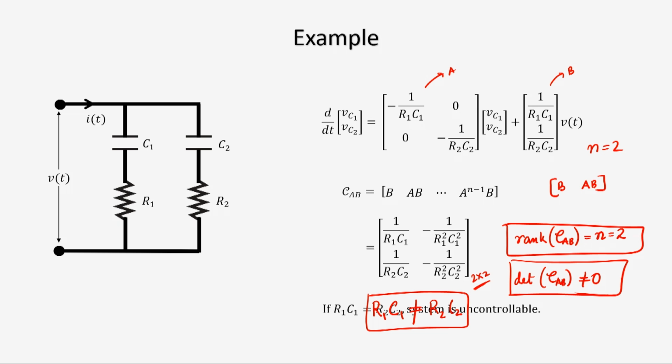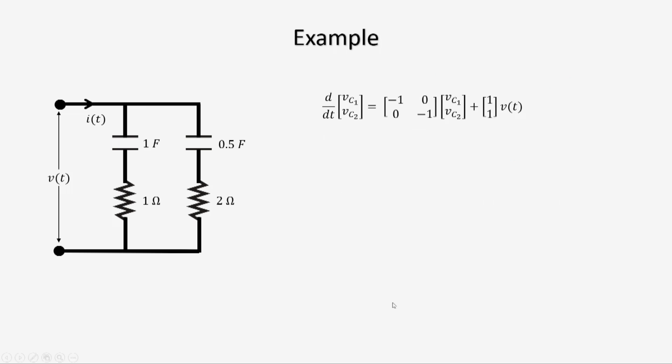Let us take some numbers here. I am replacing R1 C1 and R2 C2 with some values. This is the state equation that you will get, and if you find CAB, this is the controllability matrix that you get. The system is unreachable or uncontrollable, both are the same thing. The system is uncontrollable here.